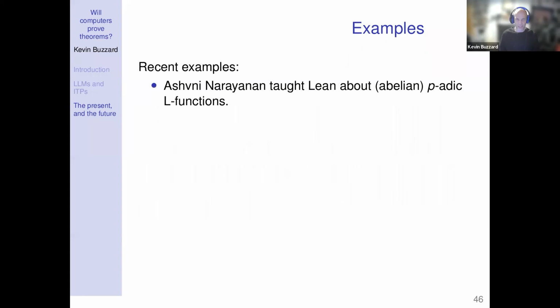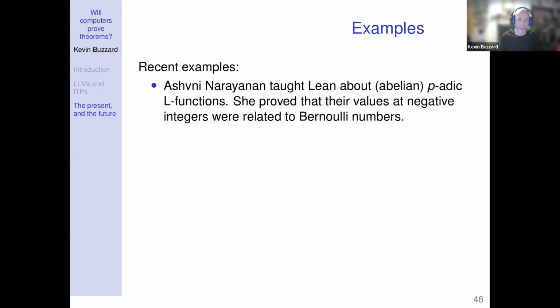So here are some examples. My student Ashwini taught Lean about p-adic L functions. Those are kind of a big thing now. P-adic L functions for elliptic curves. Maybe they're going to be used to prove the Birch and Swinnerton-Dyer conjecture. So she taught Lean about p-adic L functions and proved a theorem. She proved the main theorem in the abelian case. Well, I guess an important theorem in the abelian case is that the values of p-adic L functions at negative integers are related to generalized Bernoulli numbers, just like classical L functions, like the Riemann zeta function. Its values at negative integers are also related to Bernoulli numbers.